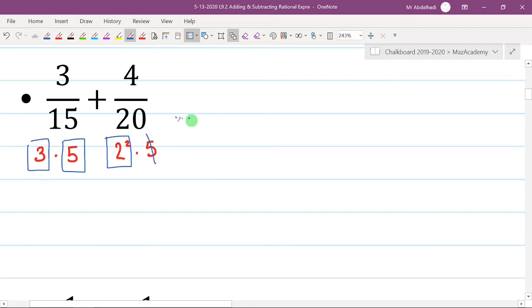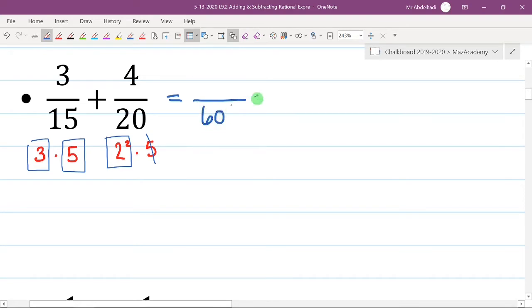So instead of getting 300, we should get something substantially smaller. Well, actually 5 times smaller, all right? Which is going to be 60. So now this is how you find your common denominator. You're going to multiply all the unique factors. 3 times 5 is 15. 15 times 4 is 60, and you're going to get 60.